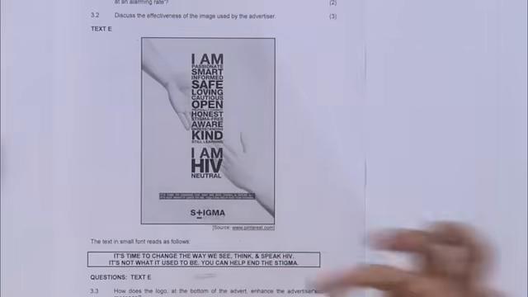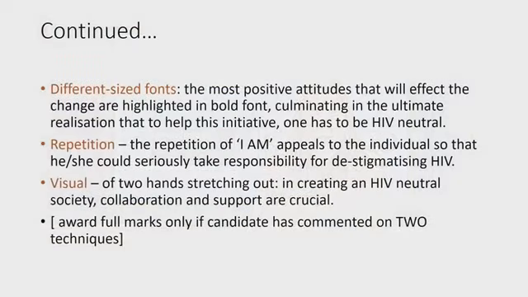And the most positive attitudes that will have the effect and will effect the change are highlighted in the bold font. And they culminate in the ultimate realization that to help this initiative, one has to be HIV neutral. So that's the biggest bit at the end. I am HIV, and then they put neutral because it's not positive or negative.